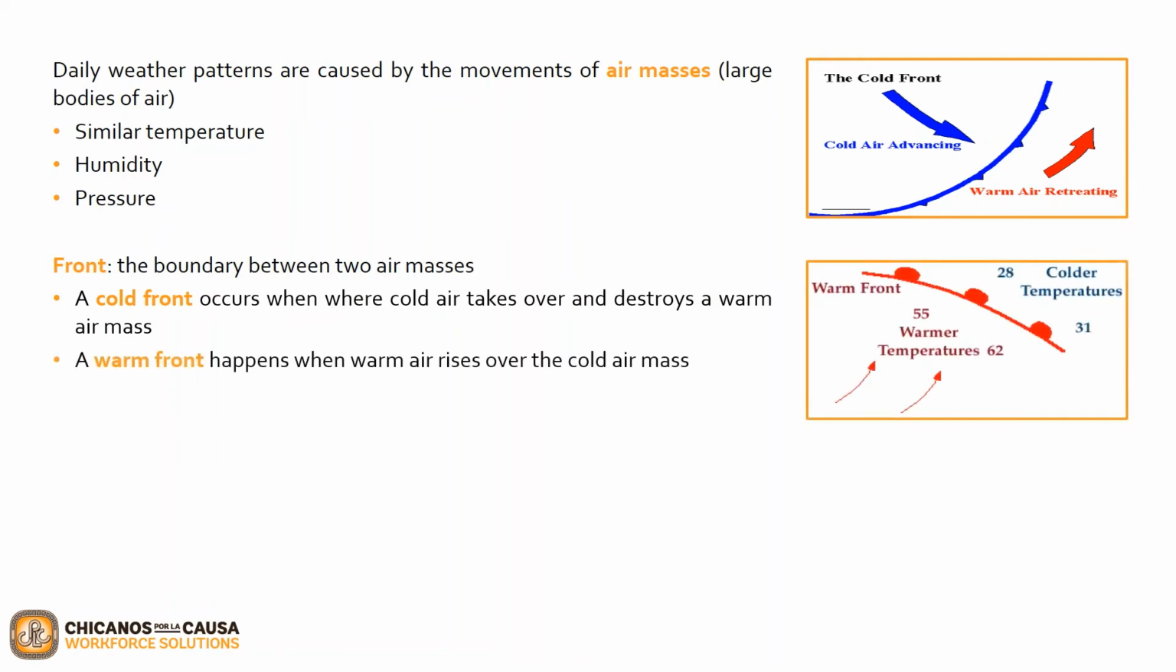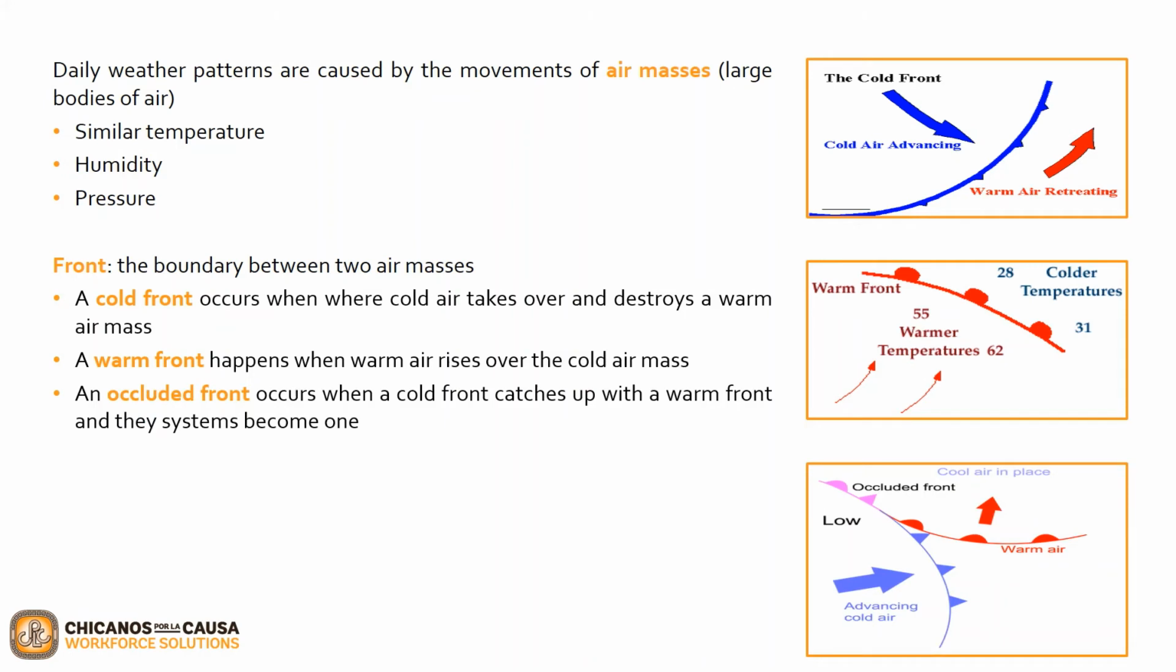We also have a warm front, and this happens when warm air rises over the cold air mass. Last but not least, we have an occluded front, and this occurs when a cold front catches up with a warm front and the systems become one. A primary characteristic of a front includes clouds and precipitation.